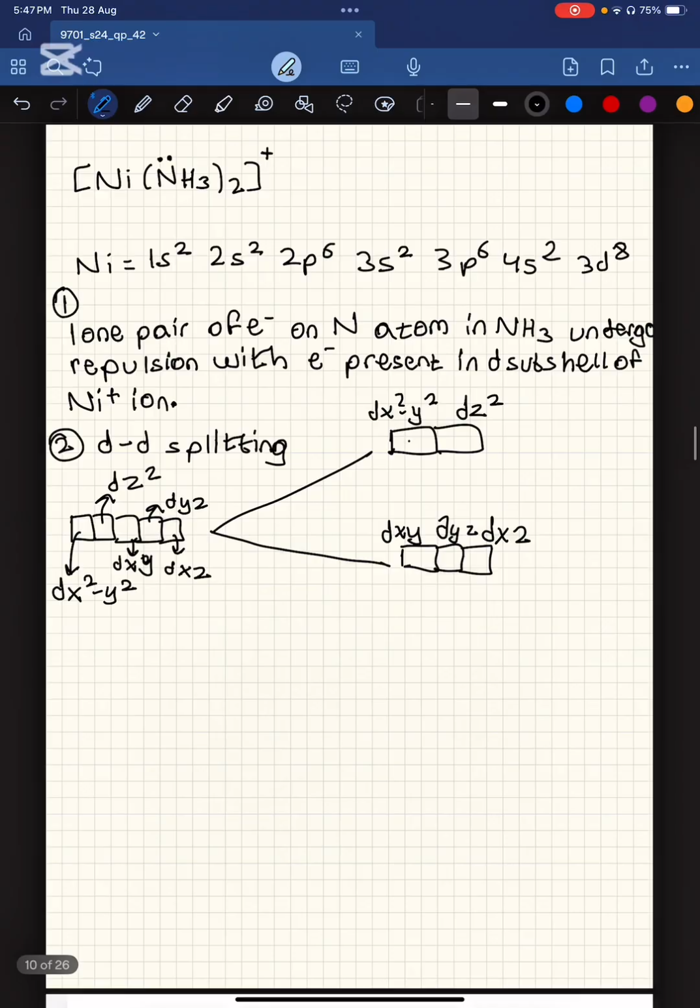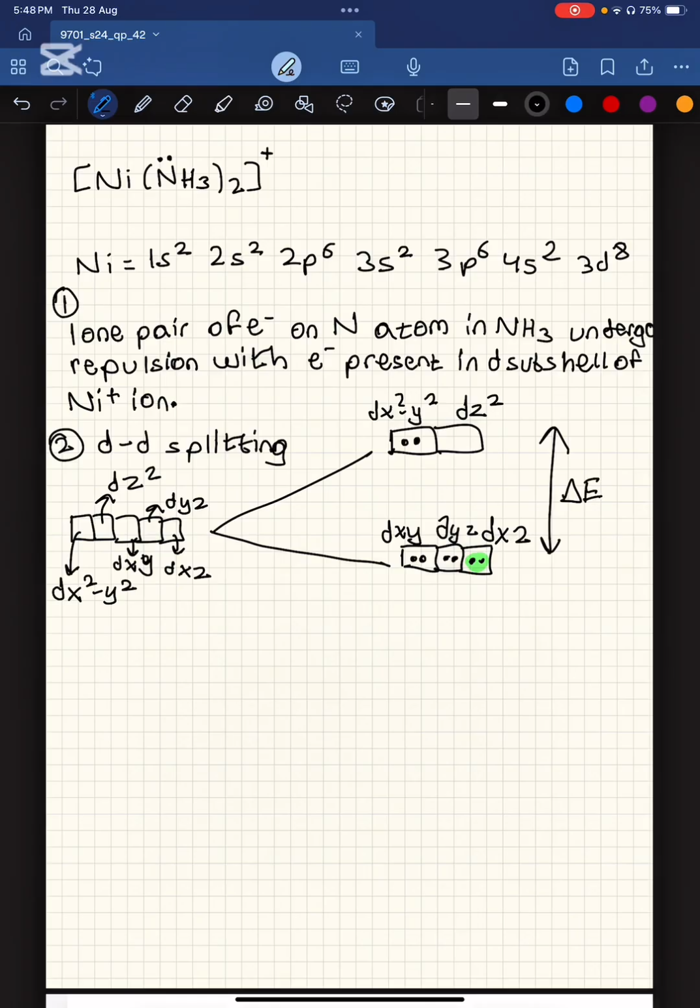Now, there are two electrons, 2, 4, 6, 7, and 8. We have an empty d subshell here. And what happens is that the d orbitals present on the lower side, at the bottom, have a lower energy, and these d orbitals have a higher energy. And the energy between them is called delta E. This is the energy gap.